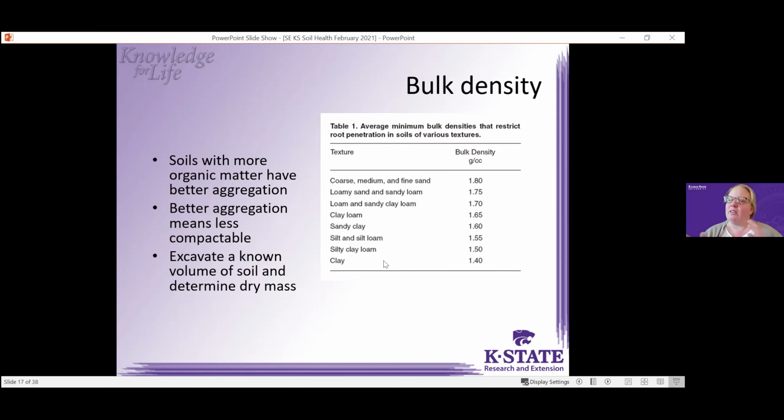Whenever you look at density data, if you do a bulk density sample, which is to excavate a volume, a cylinder or a chunk of soil, if you know its volume, you can determine its dry mass and then calculate its density. You can always look at, okay, is this too dense? Is this just right? You can compare it with textbooks for that.